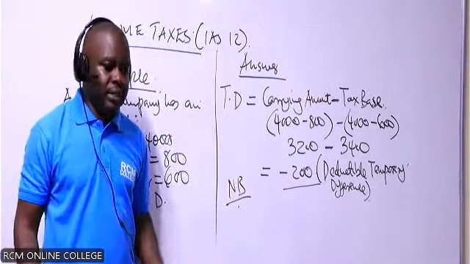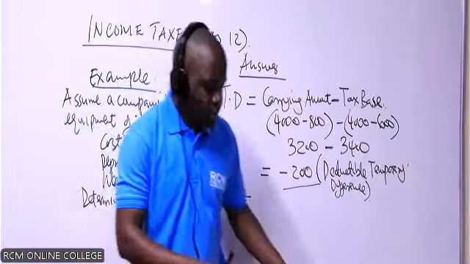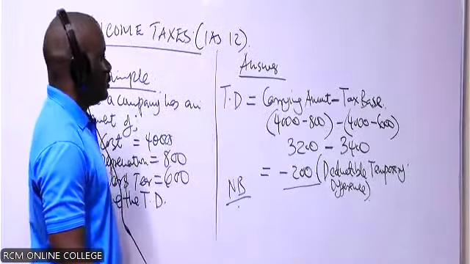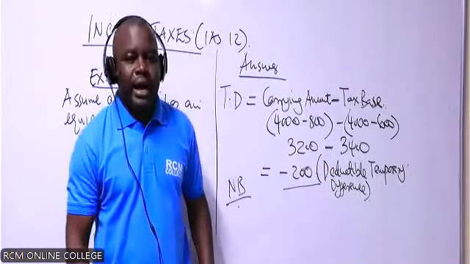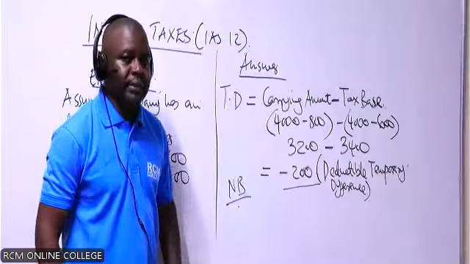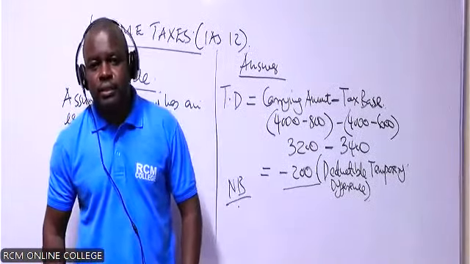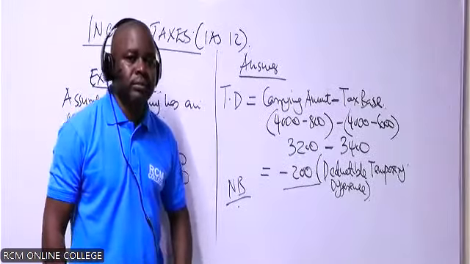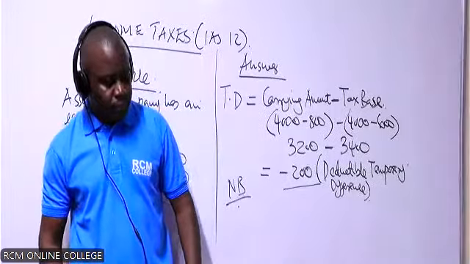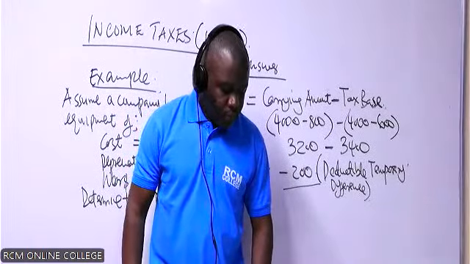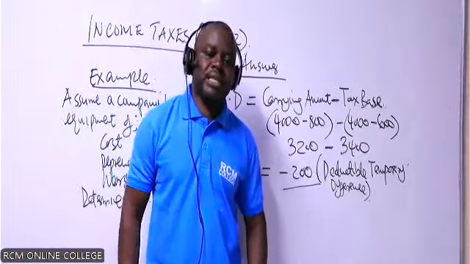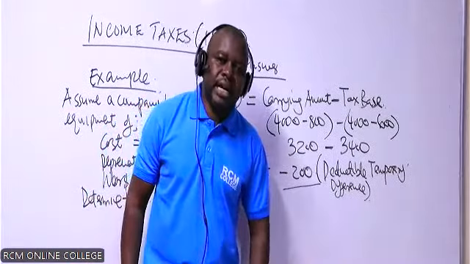You write a note: if the temporary difference is negative, i.e., the tax base is more than the carrying amount, it will give rise to a deferred tax asset.